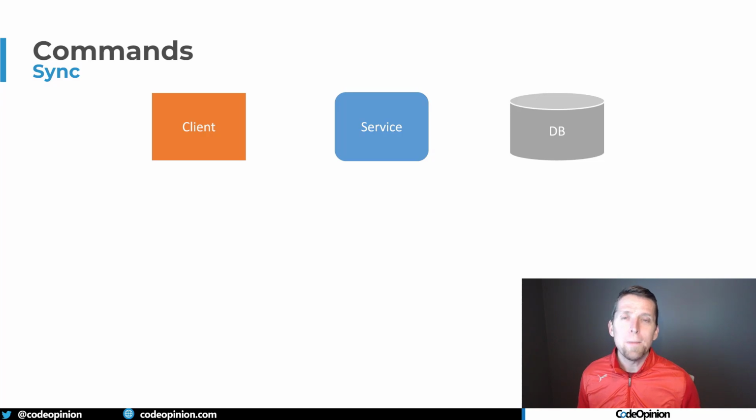So for synchronous commands, a lot of this comes down to latency and the expectation of the user that the command they're performing is going to be fully complete when they get it back. That means a client makes a request, some type of command to our service. Let's say it's just making a state change. We make that state change and then we return back to our client saying, yes, great, everything is completed.